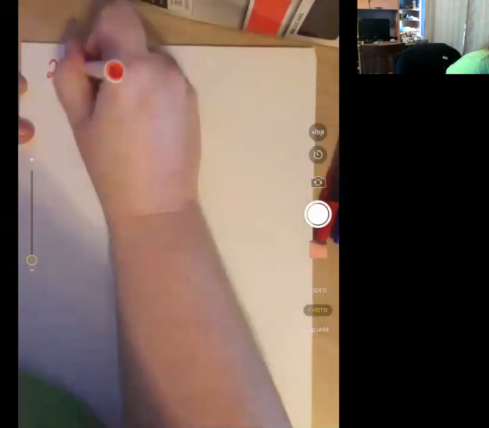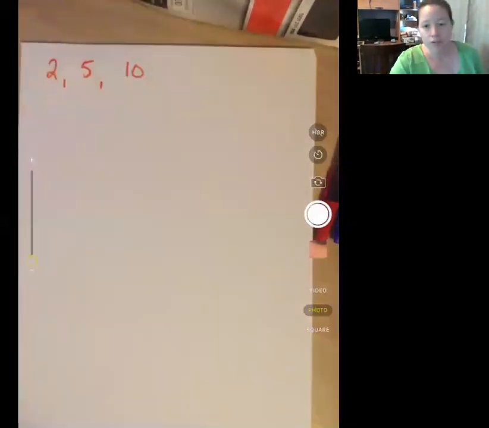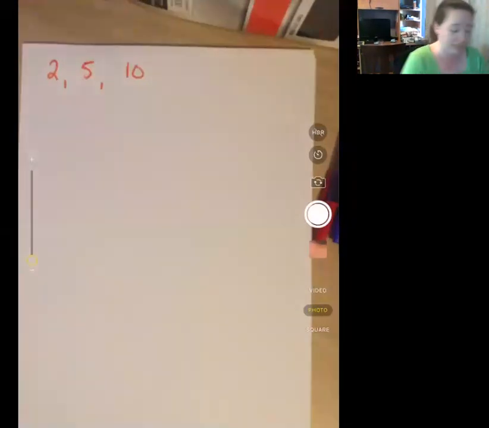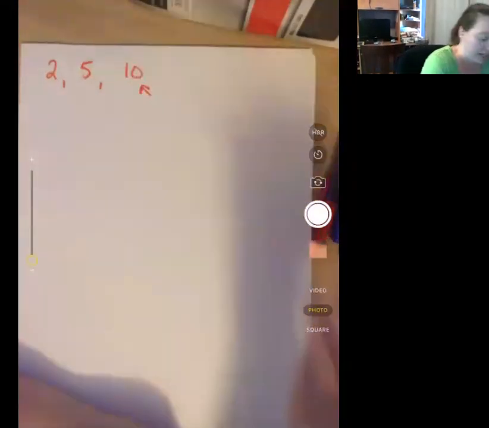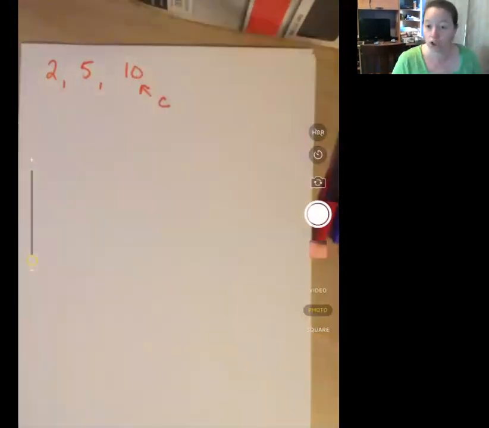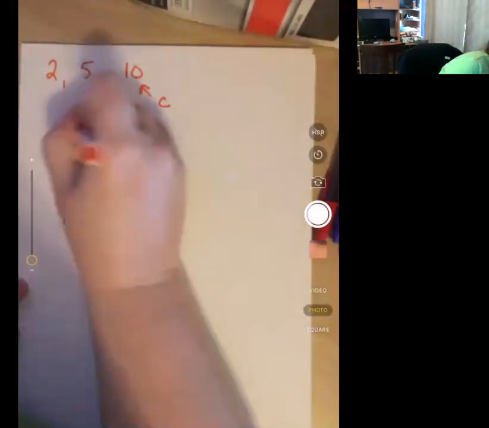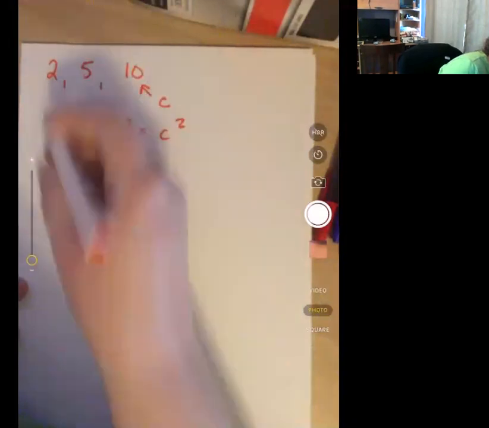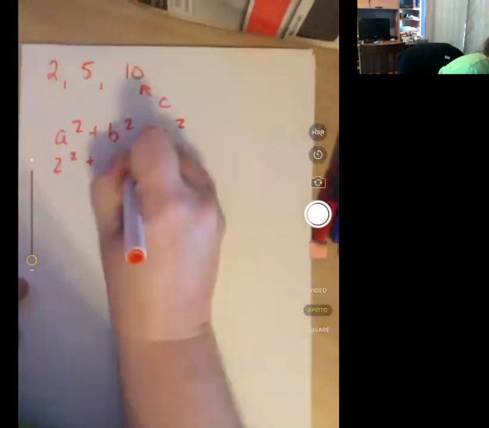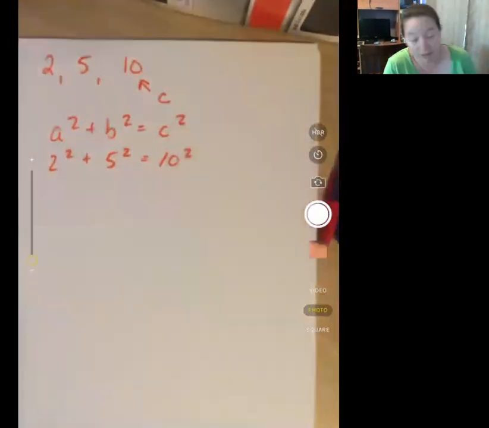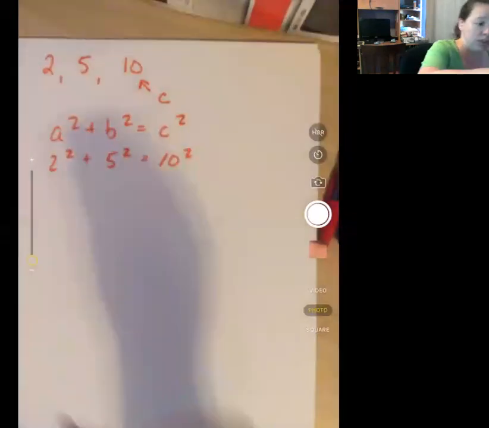First off, I'm going to give myself sides 2, 5, and 10. My largest side is the 10, so that has to be C. Okay? Largest side has to be C. I plug it in. A squared plus B squared is equal to C squared. 2 squared plus 5 squared is equal to 10 squared. You could have made it 5 squared plus 2 squared is equal to 10 squared. The only important part of it is that the C, that 10, the biggest number, ends up being the last number. That's the only thing that's important here.